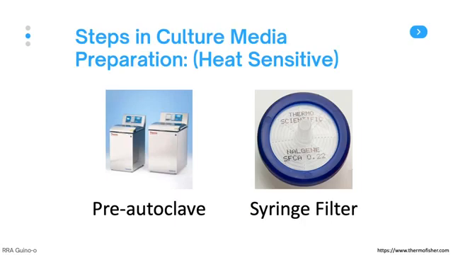The next method is using a syringe filter, like the one you see on this slide. Simply mix distilled water and your heat-sensitive media using aseptic technique, and after that, pass it through the syringe filter. The syringe filter should filter out any bacteria present in your media, making it sterile. Take note that the filter size you need is 0.22 micrometers.